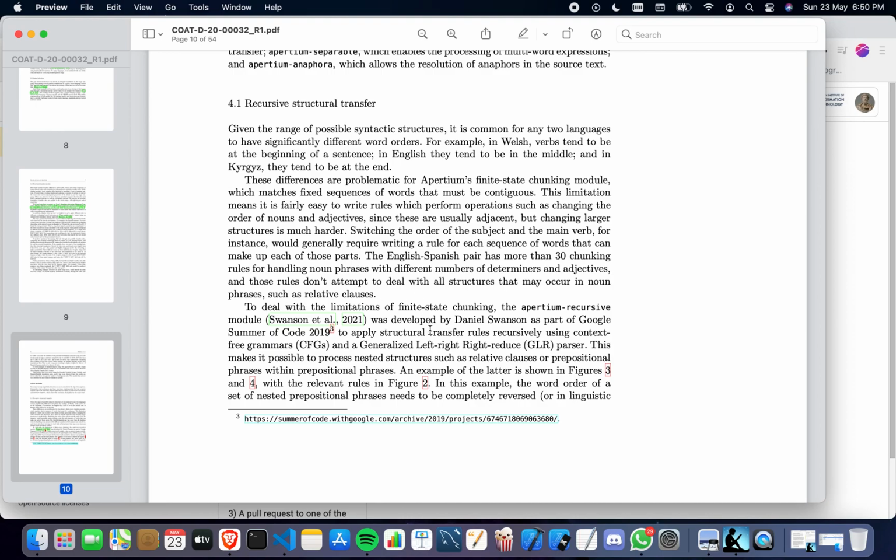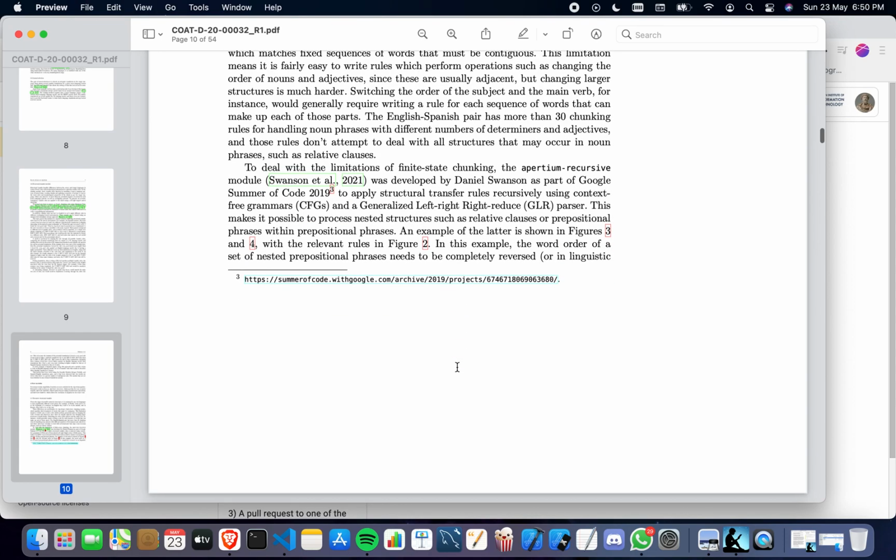To deal with the limitations of finite state chunking, the apertium-recursive module was developed by Daniel as part of Google Summer of Code 2019 to apply structural transfer rules recursively using context-free grammars (CFGs) and a generalized left-to-right, rightmost-derivation (GLR) parser. This makes it possible to process nested structures such as relative clauses or prepositional phrases within prepositional phrases. An example of the latter is shown in Figures 3 and 4, with the relevant rules in Figure 2. In this example, the word order of a set of nested prepositional phrases needs to be completely reversed.